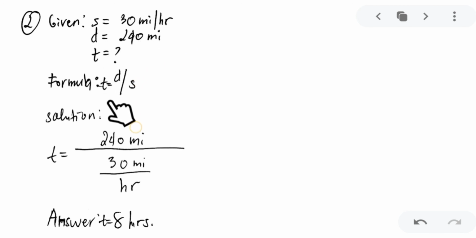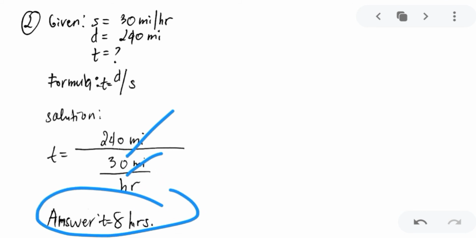To find the time, the formula is time is equivalent to distance over the speed. Substitution: time is equivalent to the distance, which is 240 miles, over the speed, 30 miles per hour. Cancel the miles unit. You will be left with the hour, and 240 divided by 30 is 8 hours. So this is your answer.